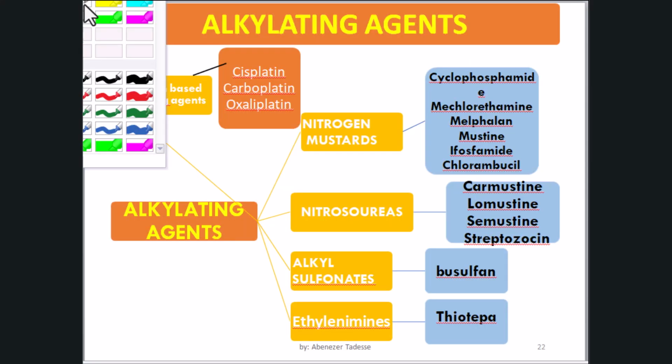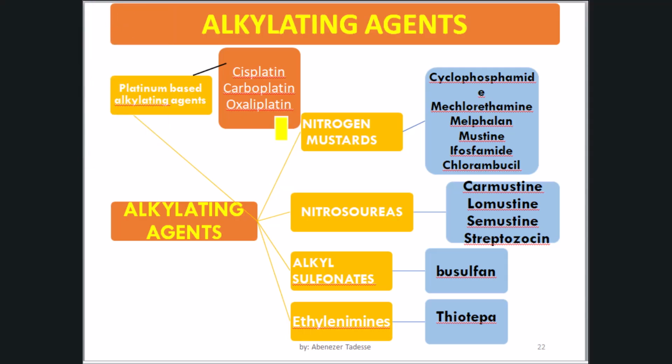Very nice. Okay, now we'll see individual agents. The first group is alkylating agents. These alkylating agents generally have the same mechanism of action, and they are classified into various groups based on the chemical structure they contain. The first one is platinum-based compounds, alkylating agents like cisplatin, carboplatin. The other one is nitrogen mustards.